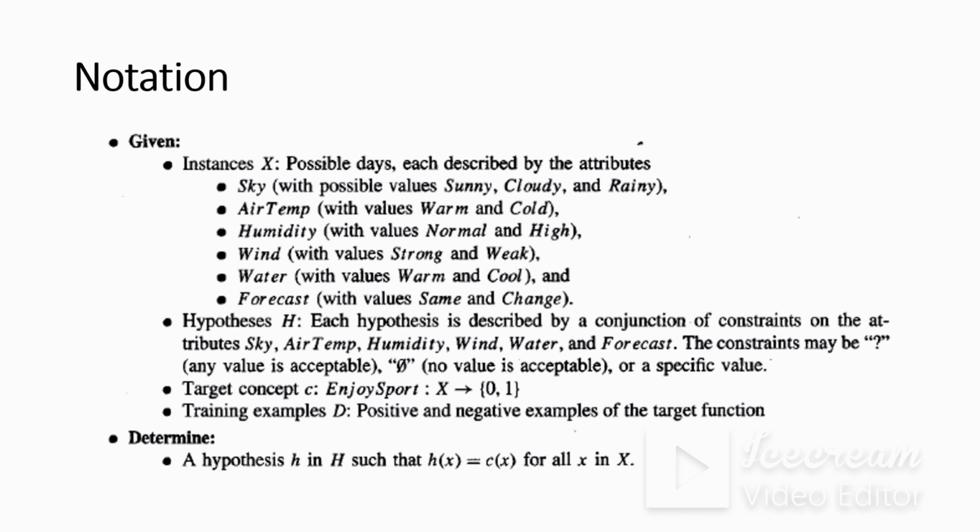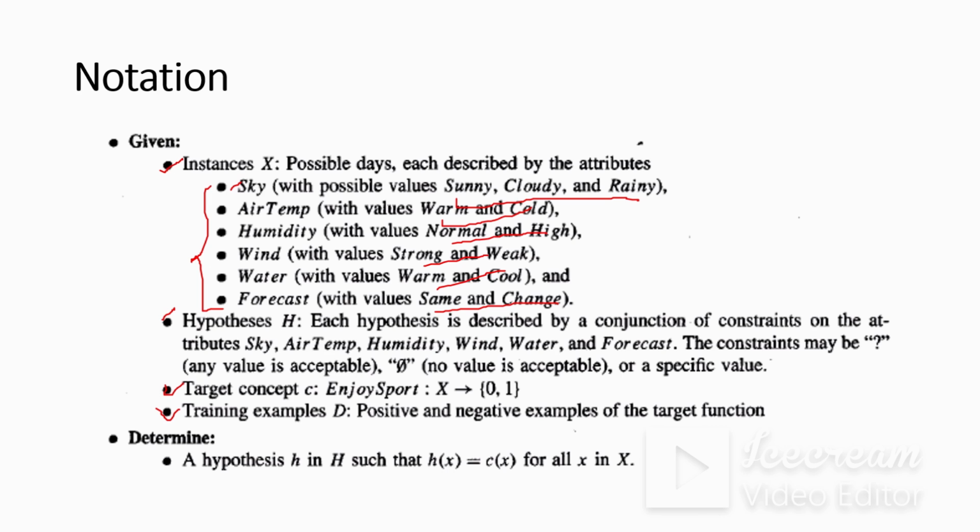Now let us come to the notation of the concept learning task. The notation has all the 4 components, namely instances, hypotheses, target concept, and the training examples. When you look at the instances, there are 6 different attributes, and the sky attribute, as we can see, has 3 values, namely sunny, cloudy, and rainy. Air temperature has 2 values, warm and cold. Humidity has normal and high. Wind has strong and weak. Water has warm and cool. And forecast has same and change.